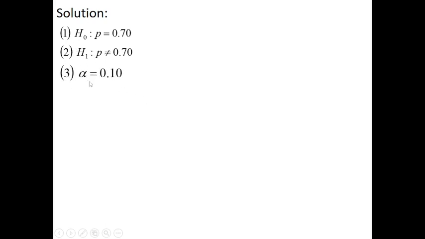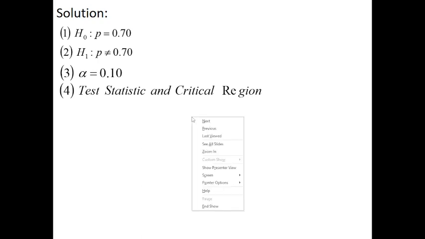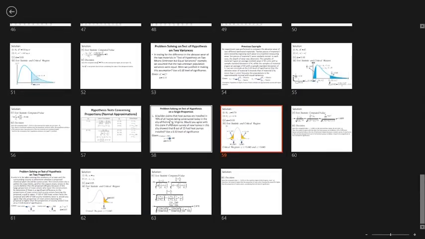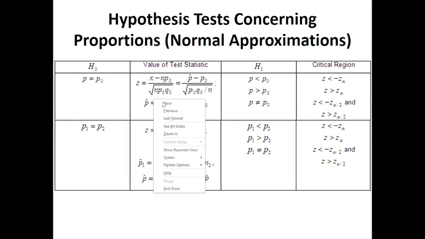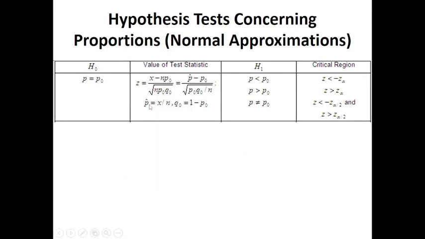And then the level of significance is 0.10. Okay. So the test statistic and the critical region. So we'll use the formula for the test statistic. So we have this one. Okay, so this will be the formula. Another version is this one.